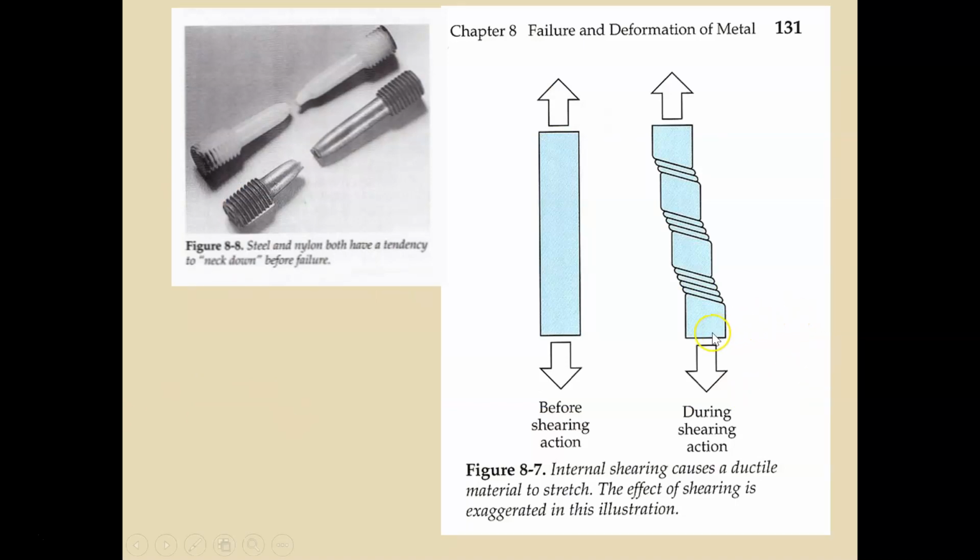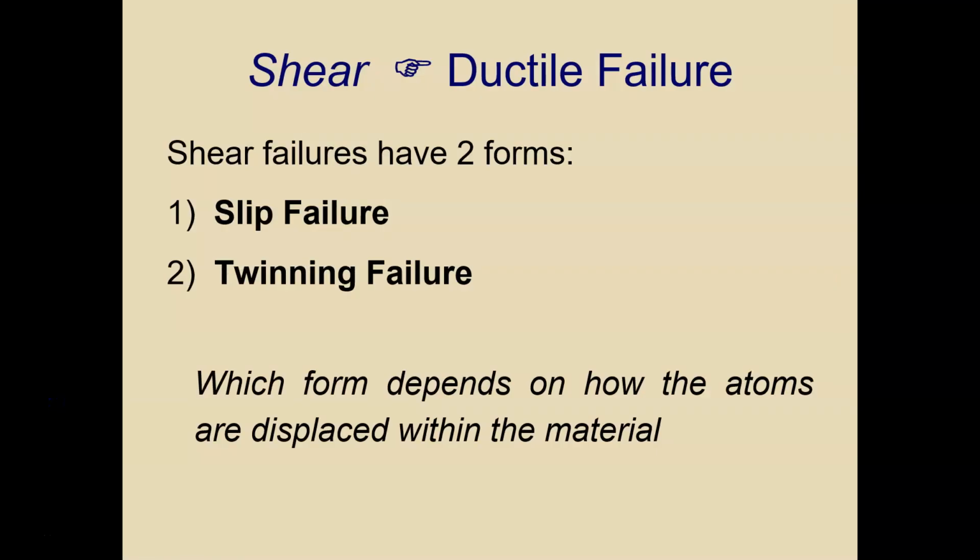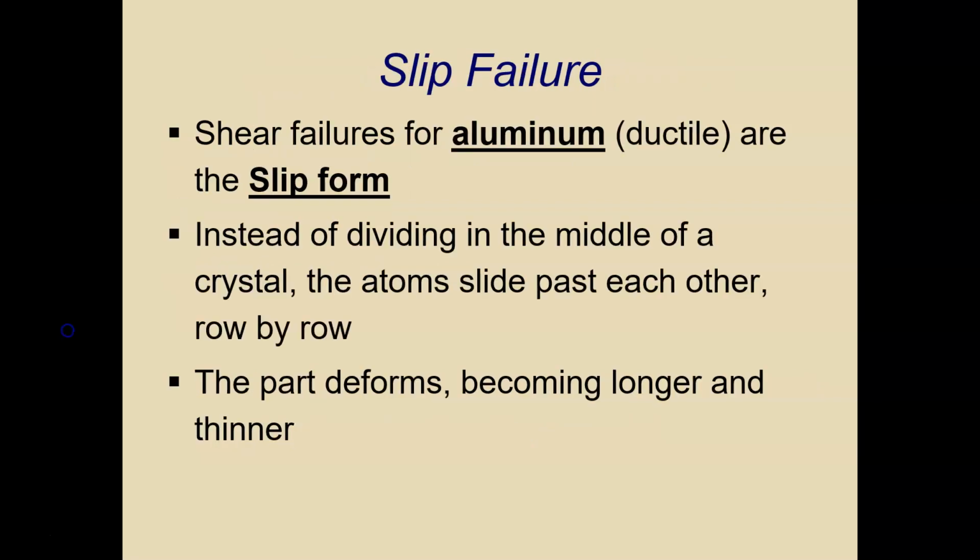You can see how the forces, even though it's being pulled apart, are coming across it like that, and it's causing the material to shear. Shear failures have two forms: slip failure and twinning failure. Which form depends on how the atoms are displaced within the material. We're going to look at these.